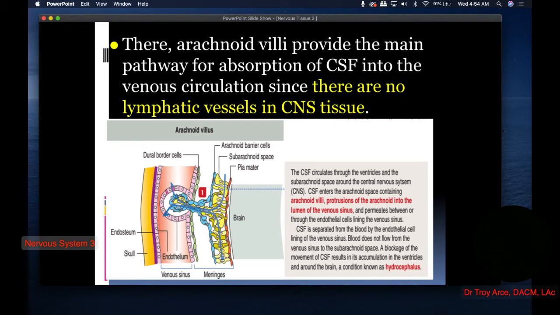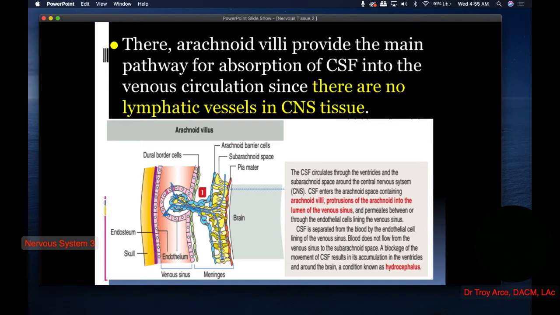So again, the CSF circulates through the ventricles and the subarachnoid space around the central nervous system. The CSF enters the arachnoid space containing arachnoid villi, protrusions of the arachnoid into the lumen of the venous sinus. And this permeates between or through the endothelial cell lining of the venous sinus. The CSF is separated from the blood by the endothelial cell lining of the venous sinus. And it's important to note that blood does not flow from the venous sinus to the subarachnoid space.